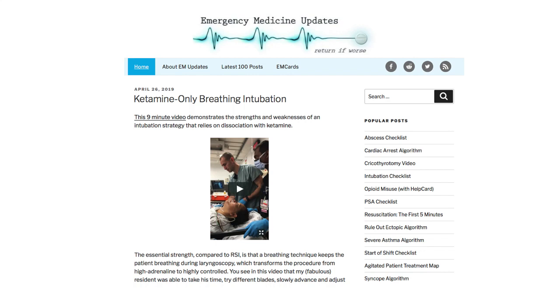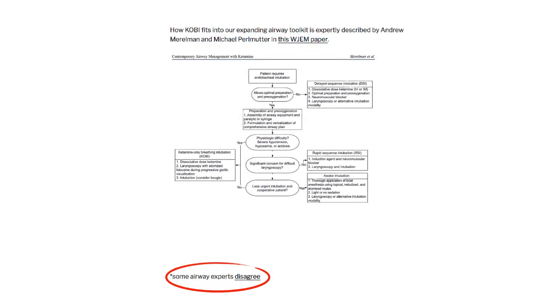It begins with a 9-minute video, Ruben with a resident demonstrating this procedure. And thanks, Ruben, for sharing this video and, more importantly, sharing your views on this topic. Now, at the bottom of this page, there's an algorithm, and it describes where they feel the use of ketamine should be in terms of airway management strategies.